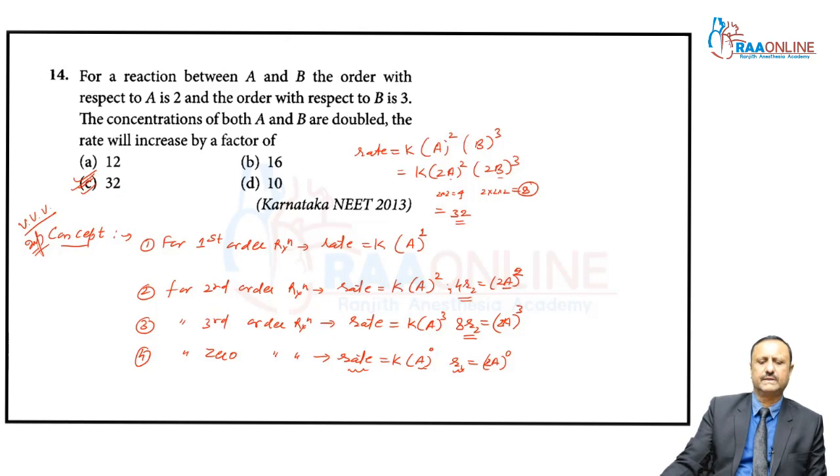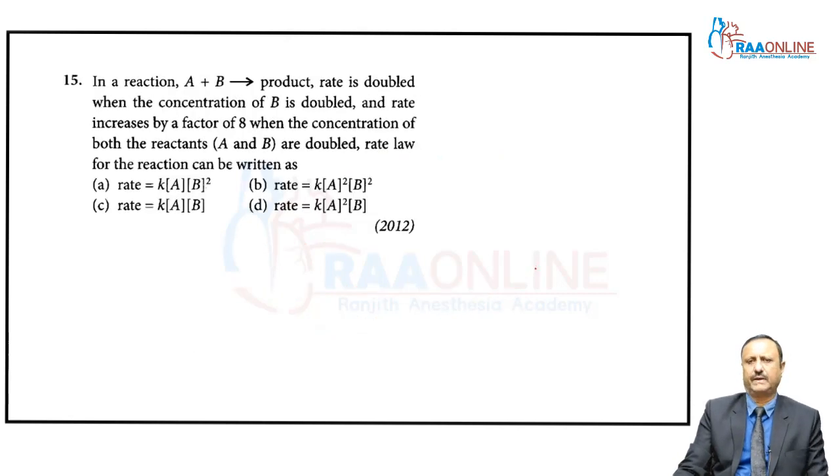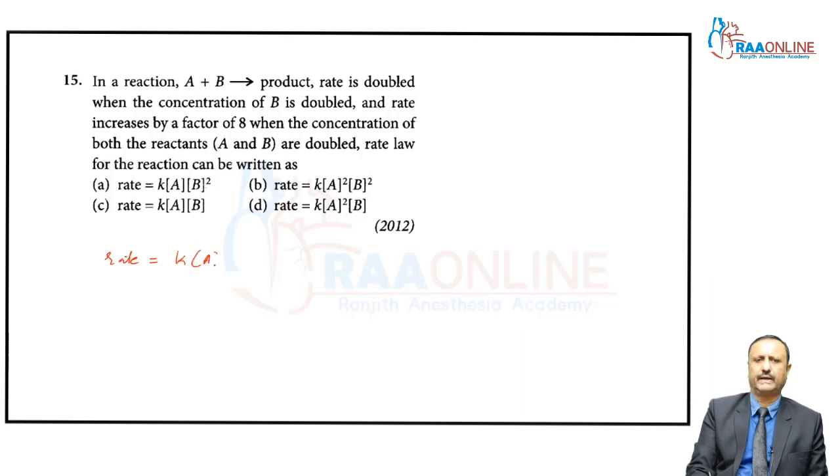Question number 14 answer is C, and by this concept you can get the answer. Now we can go to question number 15. The same concept is applied in this question. Rate is doubled when the concentration of B is doubled. Rate is equal to K into A and B. When concentration of B is doubled, then rate is doubled, means the order of reaction with respect to B is 1.